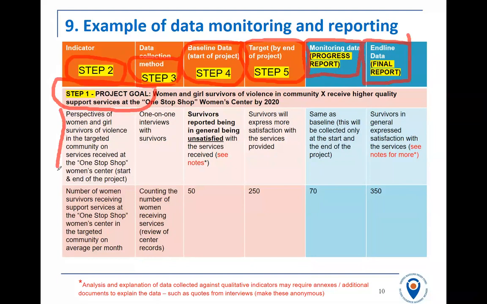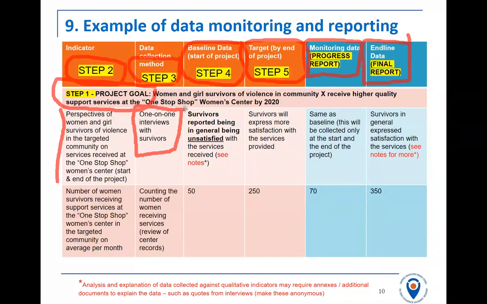One is a qualitative indicator, which states the perspectives of women and girl survivors in the targeted community on services received at the one-stop shop center. So they decided to measure what the women and girls, the beneficiaries, think. Perspectives is about what they think of the services they're receiving, and that was the focus of the project. The project decided to do interviews, that the best method of measuring whether the women and girls were happy with the services was one-on-one interviews. And for that, they would have done an interview questionnaire and guide.